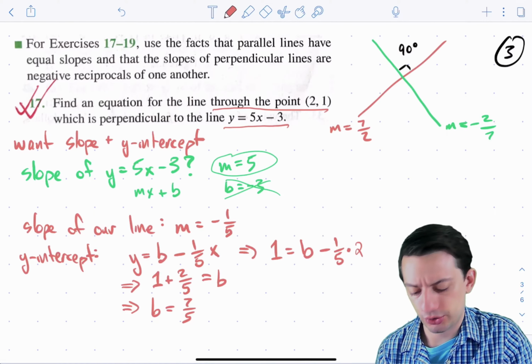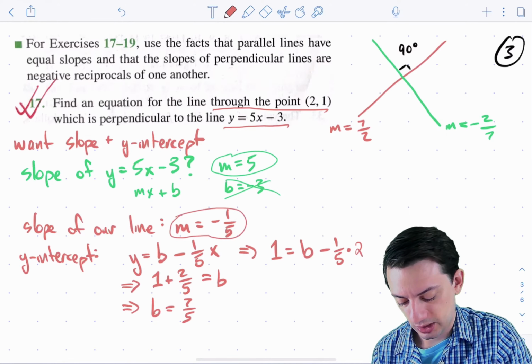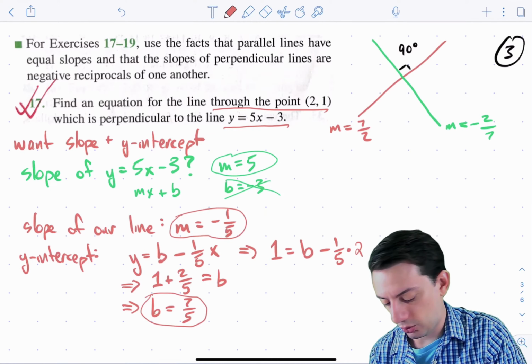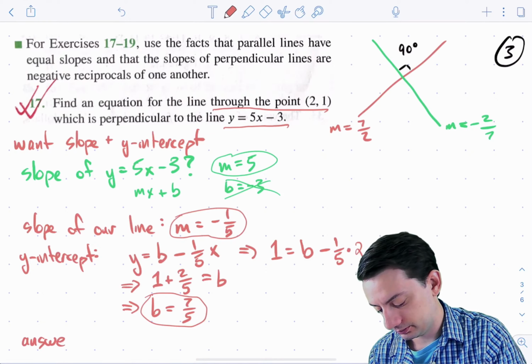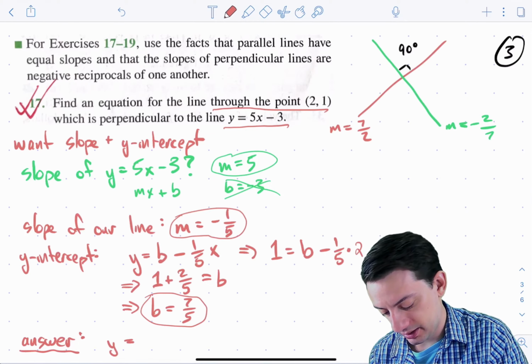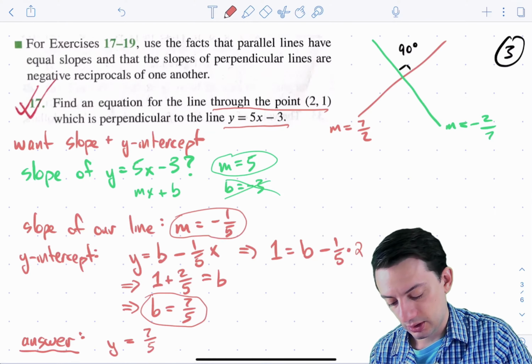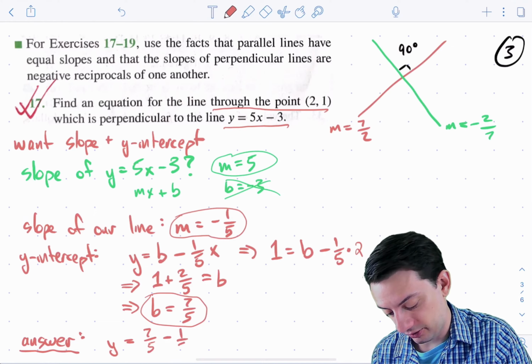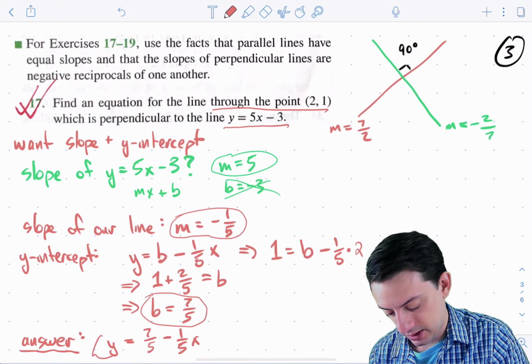So we've got our slope, and we've got our y-intercept, and that means we can find the equation for our line. It's y equals b, that's 7/5, plus mx. But our m is negative, so we'll make that minus 1/5 x. And that's our answer.